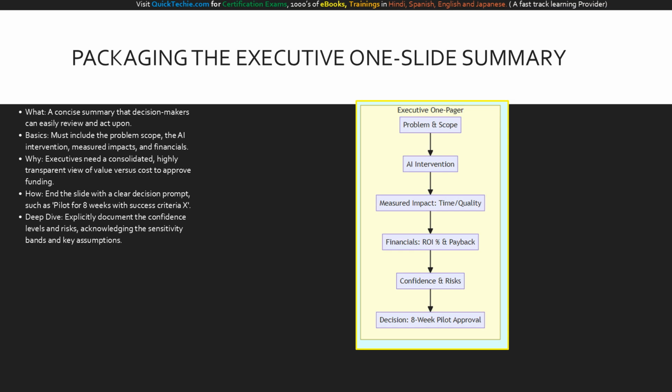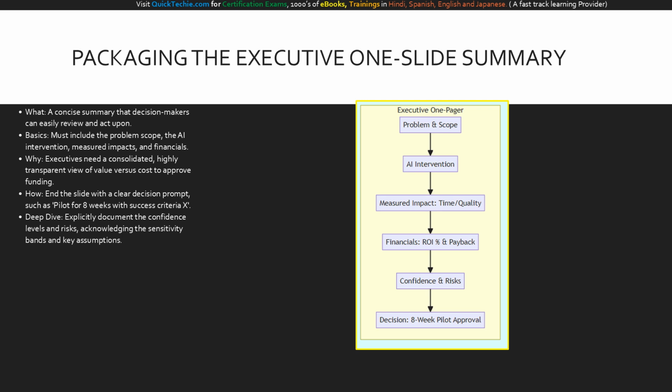Our 7th slide focuses on presentation, packaging the executive one-slide summary. What is this deliverable? It is a concise summary that decision-makers can easily review and act upon in a single glance. The basics of this slide are non-negotiable. It must clearly state the problem and scope, the specific AI intervention, the measured impact, and the final financials. Why do we condense complex math into one slide? Because executives need a consolidated, highly transparent view of value versus cost to confidently approve funding.